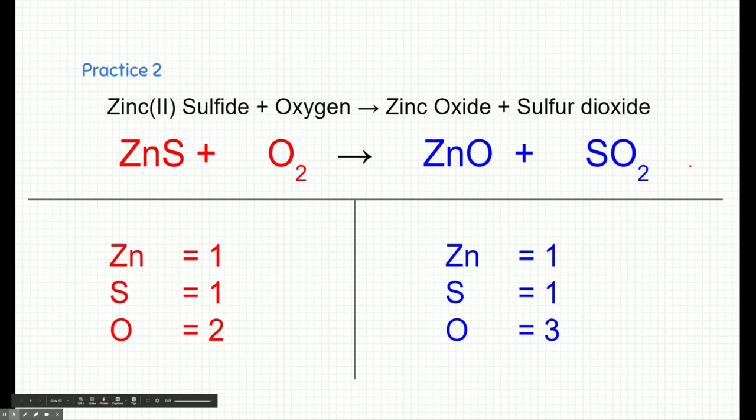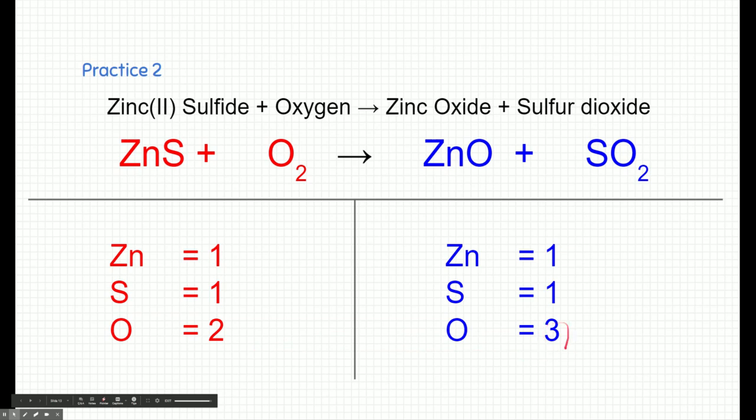It is not obeying the law of conservation of mass, and it's our job to fix it by adding coefficients. So I'm not going to touch any of the subscripts, for example, this 2 here, this 2 here, and I'm not going to change any of the little numbers at the bottom, but I can add coefficients to the front. Let's start with the oxygen on the right side.